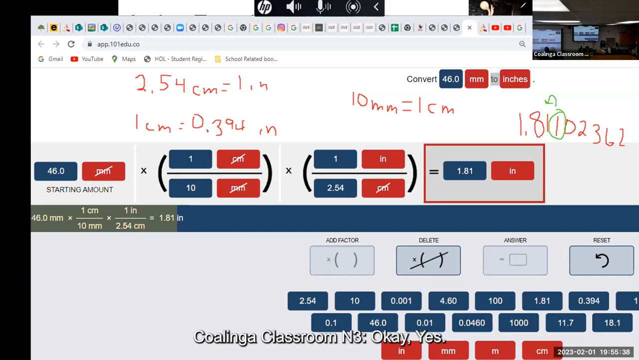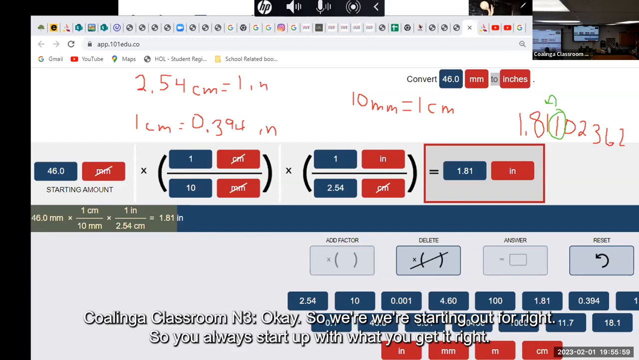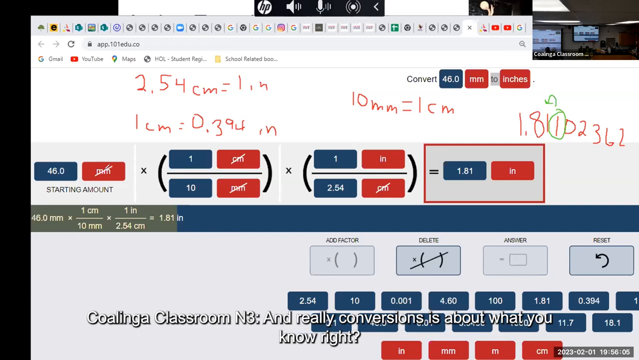Yes. I don't really know how to explain it. I'm confused on how you know what conversion to look for. Like how it went from centimeters to inches, and then millimeters to centimeters. Okay. So we're starting out from millimeters. So you always start with what you're given. And really conversions is about what you know.